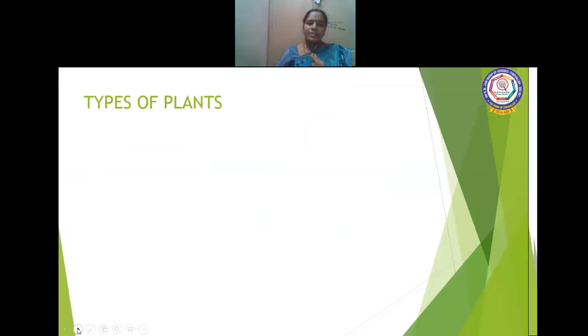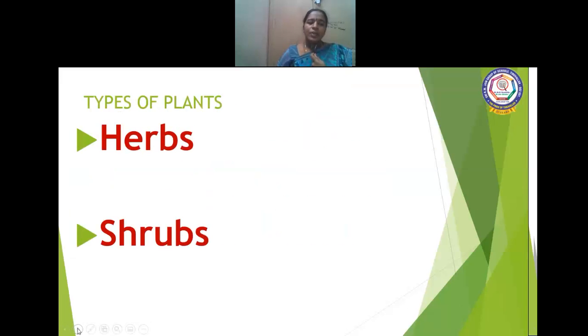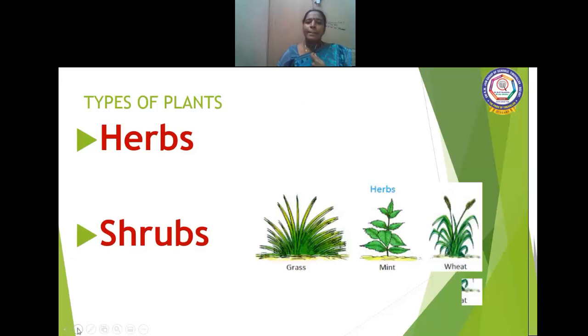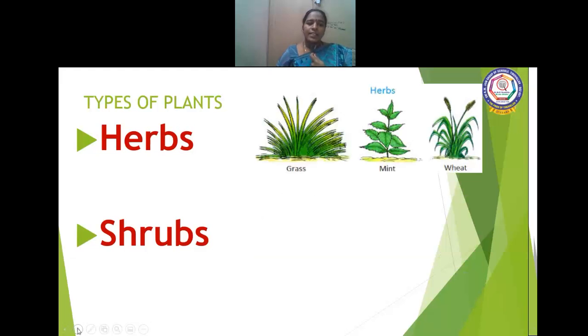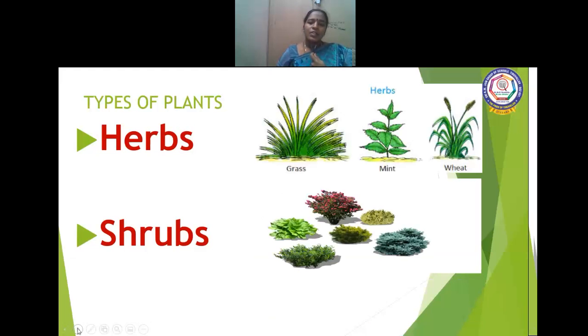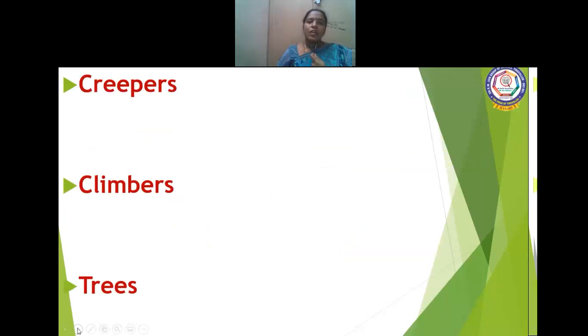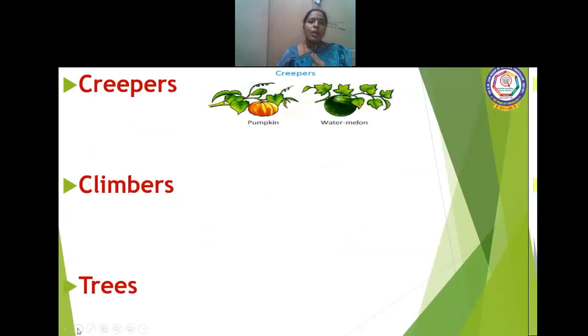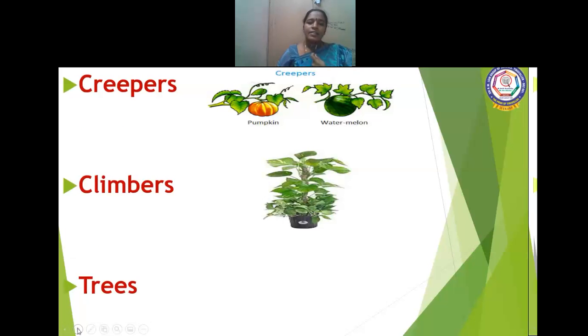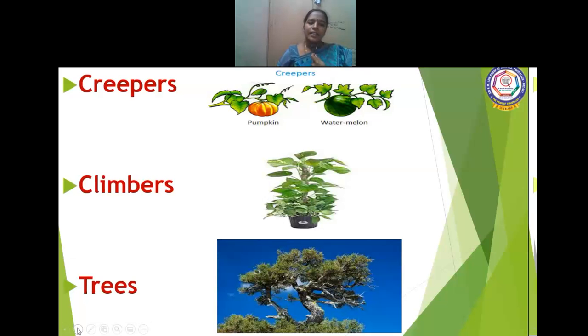Types of plants. Herbs are very small plants and they grow only to a medium size. Grass and wheat are the examples. Shrubs are also medium sized plants with a very strong stem. Creepers grow along the ground. Pumpkin, watermelon. Climbers climb a wall or stick. Trees have a thick stem called trunk and can live many years.